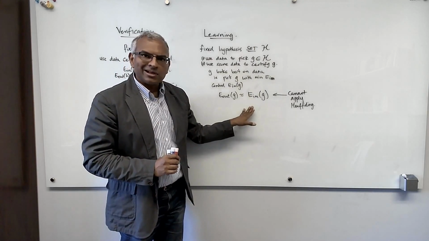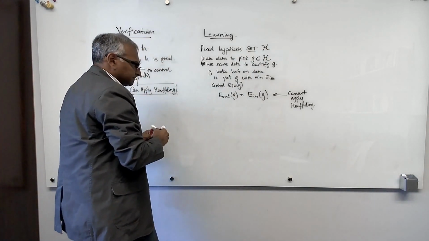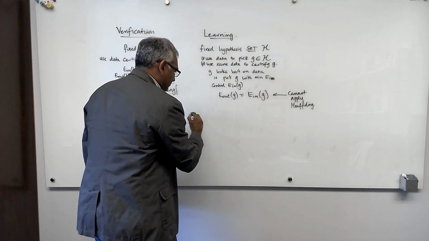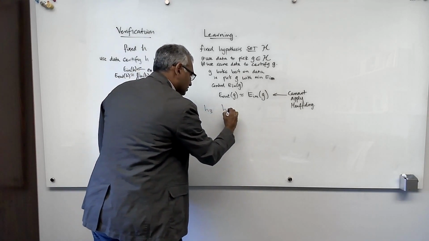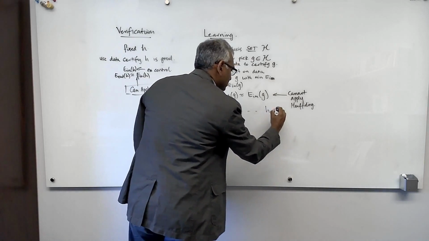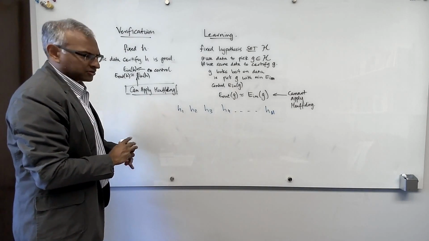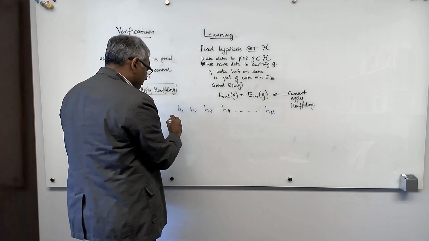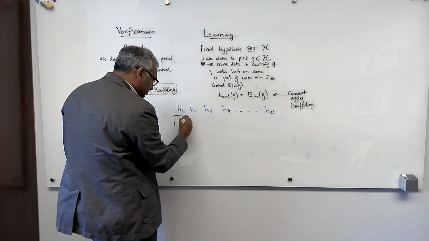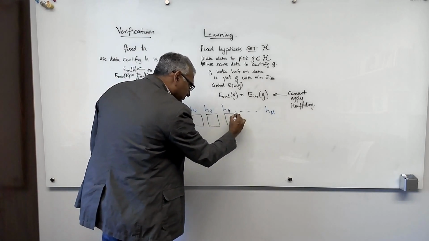So let me pictorially illustrate what's going on here. You have a hypothesis set of hypotheses. Let me call it H1, H2, H3, H4, up to HM. I'm just heuristically listing it as a finite hypothesis set, although most of the popular hypothesis sets are not finite. Each of these hypotheses reduces to a picture of this form.